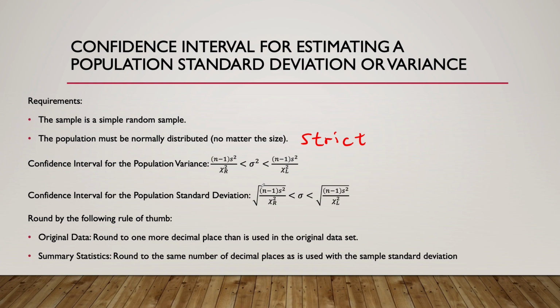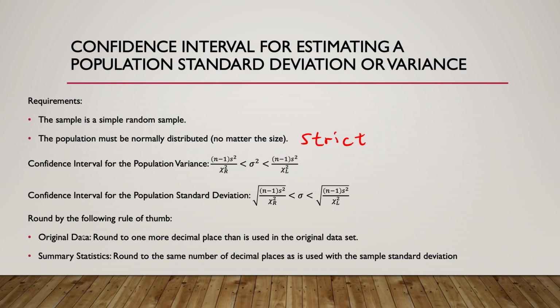The standard deviation, we could just take the square root of all three of these. So the square root of n minus 1 times the sample variance divided by the chi-squared to the right is less than the population standard deviation is less than the square root of n minus 1 times the sample variance divided by chi-squared to the left.